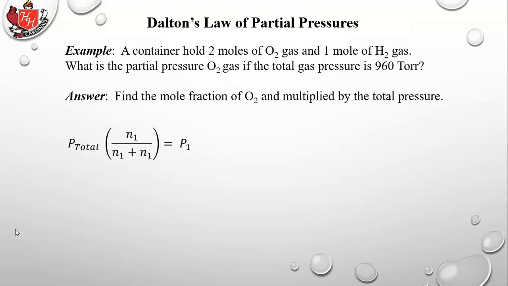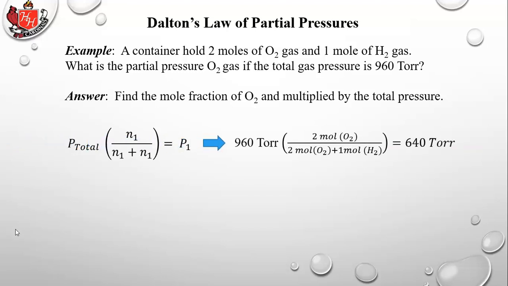So there it is. There's the formula. So the total pressure is 760 torr. The moles of O2 is 2. The moles of H2 is 1, so you add those two together for the denominator. That's the total number of moles of all gases.